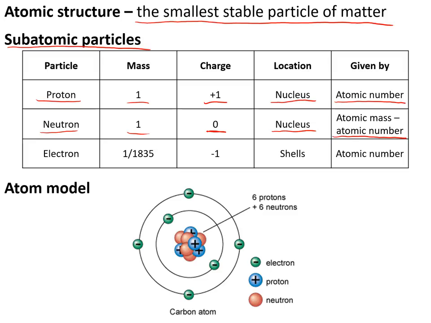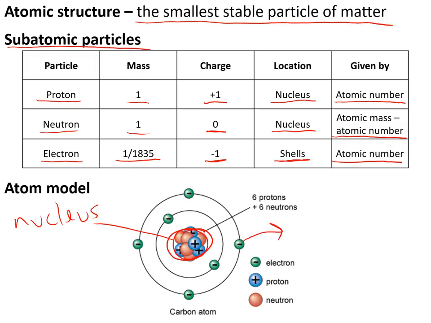And lastly, we've got electrons. Electrons have a mass of 1 over 1,835, so that's a really tiny mass, a charge of -1. We find them in shells orbiting the nucleus, and they're given by the atomic number. And if we look at the actual structure here, we can see that we've got this structure of atoms where the protons and the neutrons are in this middle section, that is the nucleus. And then we've got our electrons orbiting around in these shells here.